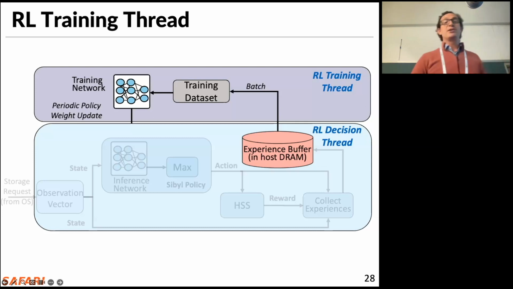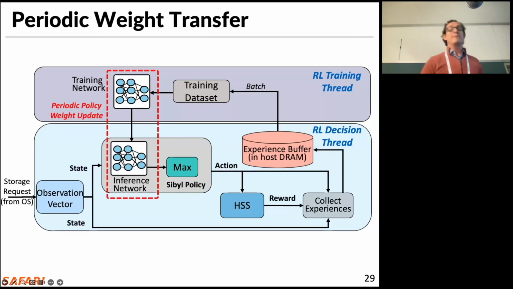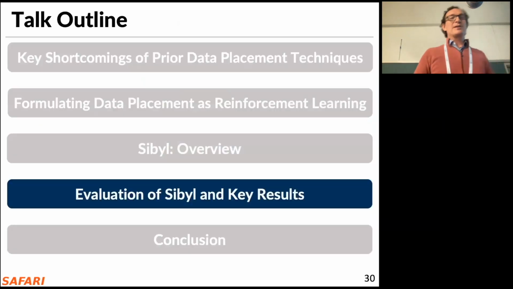And then periodically, this training network gets copied into the inference network so that we can hopefully get the best decision based on the recent experience. That's the idea. There's more detail, but you can find that detail in the paper as well as the source code. Okay, so now let me give you some results, and then we're going to conclude.